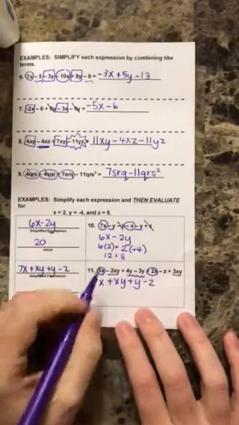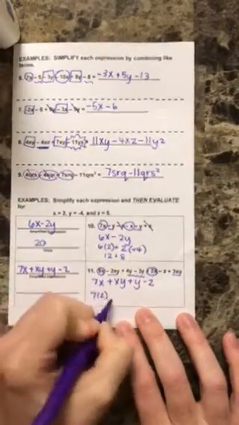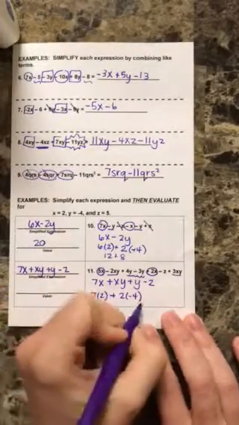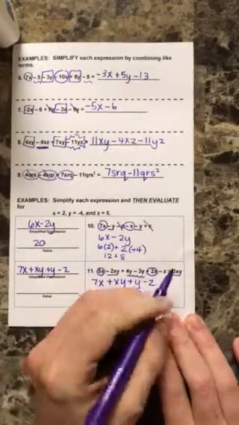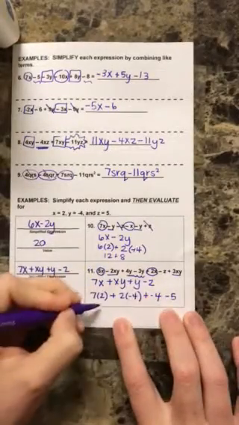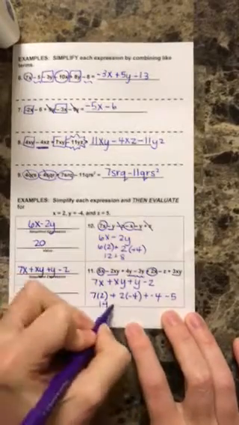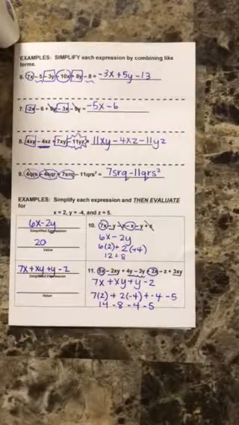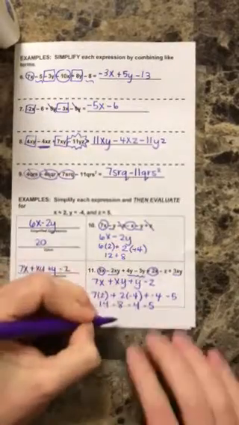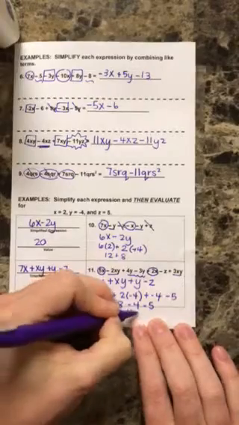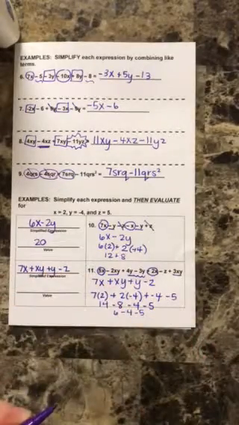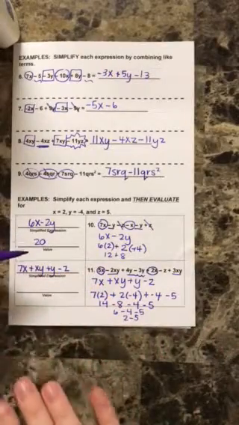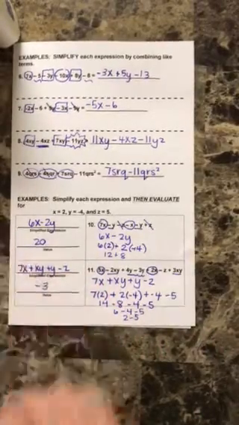And then I'm going to plug in some values. So 7 times 2 plus 2 times negative 4 plus negative 4 minus 5. So we have 14 minus 8 minus 4 minus 5. So this would be 6 minus 4 minus 5. 2 minus 5, and that would give you negative 3. Okay.